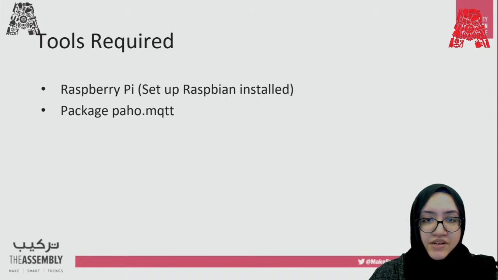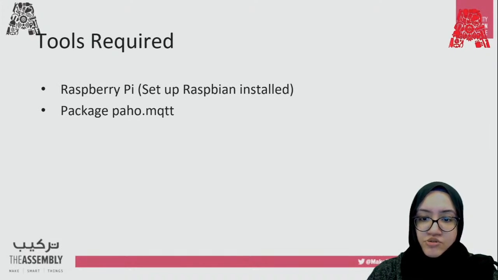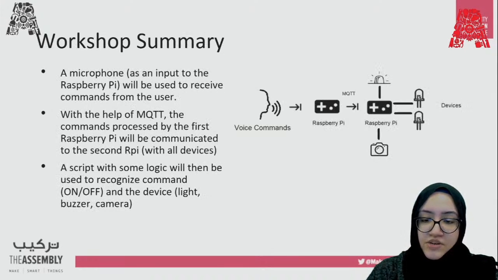And the tools mainly required: you need two Raspberry Pis. You can get a Raspberry Pi 3 or 2, those also work. You need to have paho-mqtt installed beforehand, but I will also show you how to install it. So, starting with the workshop.